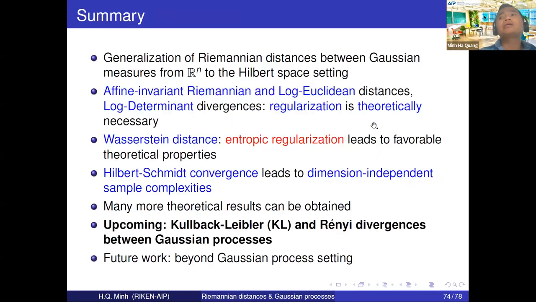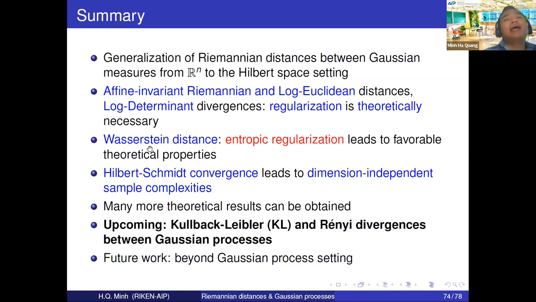Right? So to summarize, maybe this is a lot of material. We've talked about the generalization of the Riemannian distance between Gaussian measures to the Hilbert-Schmidt setting, and then we talked about the affine-invariant Riemannian distance or the Fisher-Rao distance, the log-Euclidean distance, and the log-determinant divergences. For these distances and divergences, the regularization of the covariance is theoretically necessary.